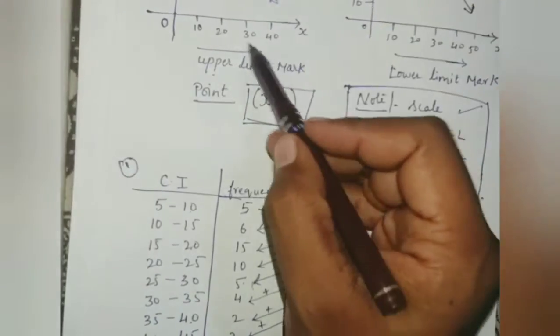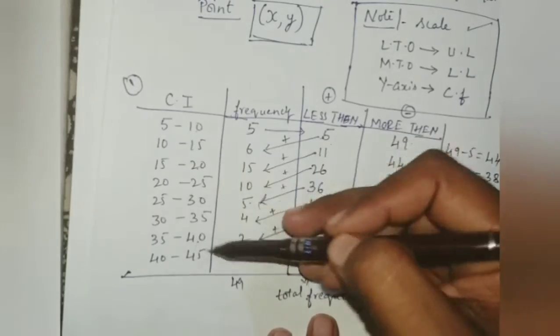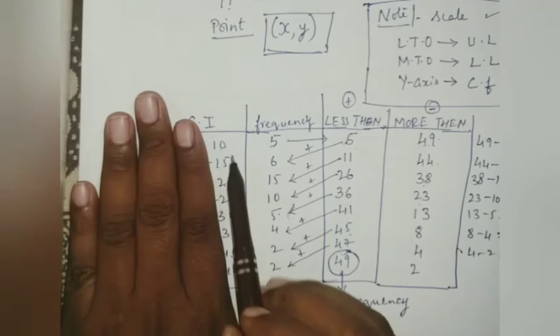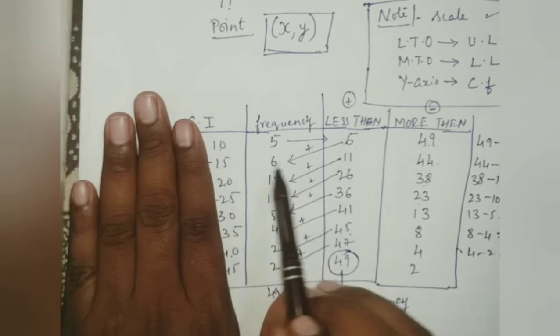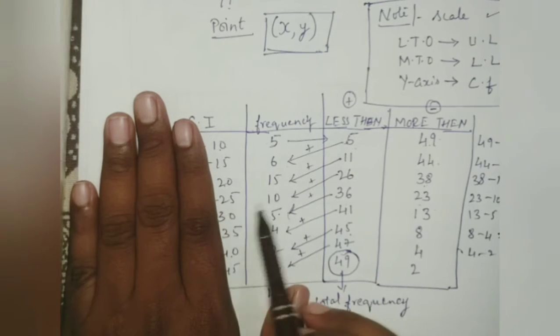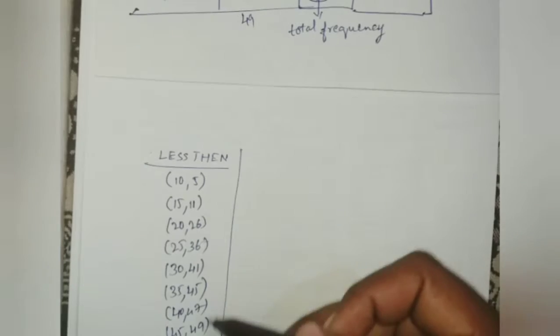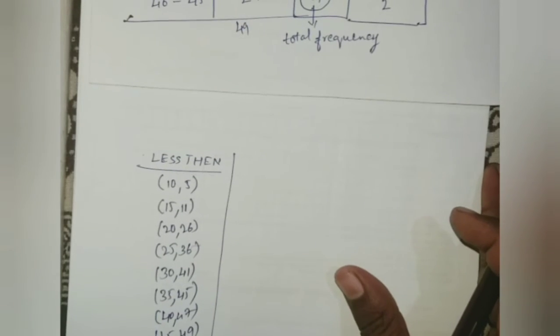I told you for less than we'll consider the upper limit. In the question, this column is called upper limit. So the upper limit points are 10 comma 5, 15 comma 11, 20 comma 26, 25 comma 36, 30 comma 41. This way we find the points to plot a graph.